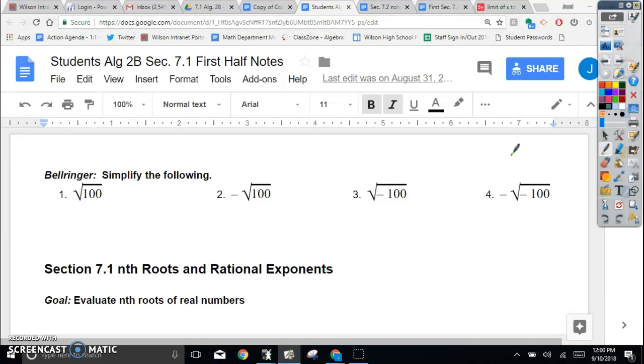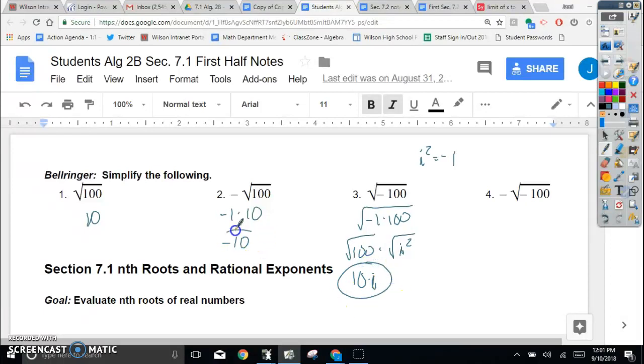So we're going to start with the bell ringer, which is basically the square root of 100. And the square root of 100 is 10. Okay. And number 2, it would be 10 times this negative 1, so that would be negative 10. And here, I'll rewrite it as such, and then substitute in for negative 1. I'm going to put in i squared because i squared equals negative 1. So then we're going to basically get 10 times i, or 10i.